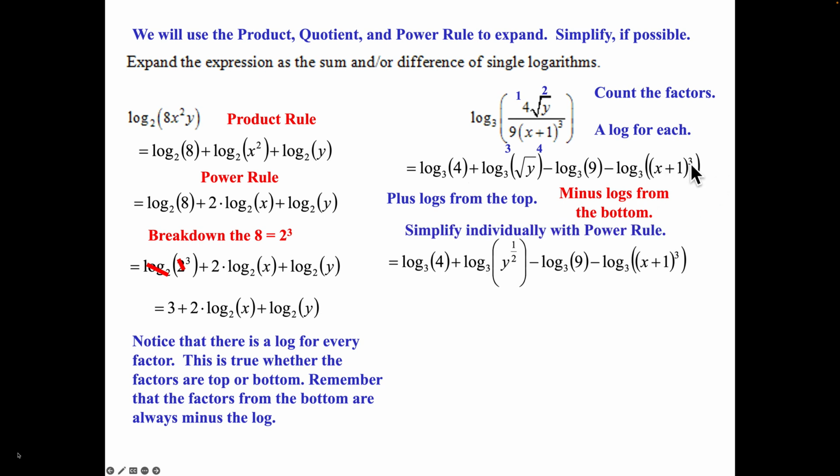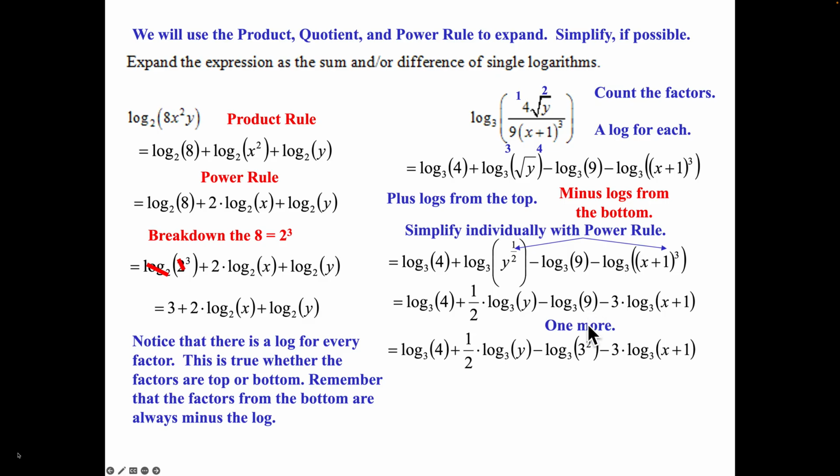All right, power rule. That 3, we're going to move that to the front. The square root of y, change that to y to the 1/2 and move the half out to the front. Then we've got one more thing we can do. 9 can be changed up to be 3 squared, so you can cancel log base 3 of 3, and that just becomes a 2. No reason to break down 4 to 2 squared, because base 2 doesn't match base 3, so don't break it down. That's as far as we're going to go.